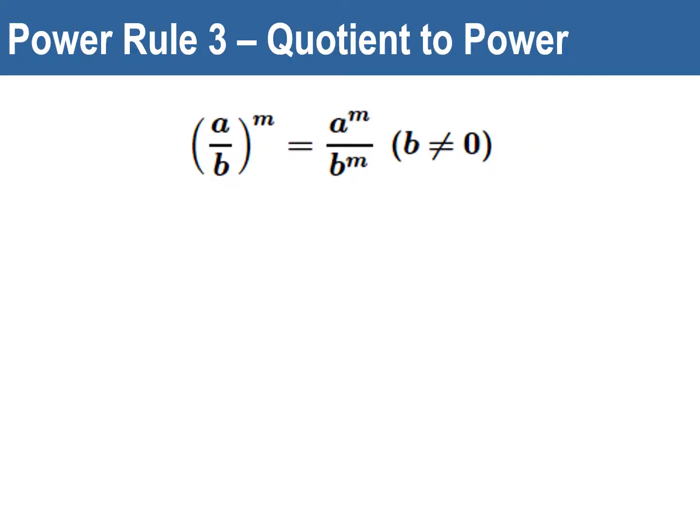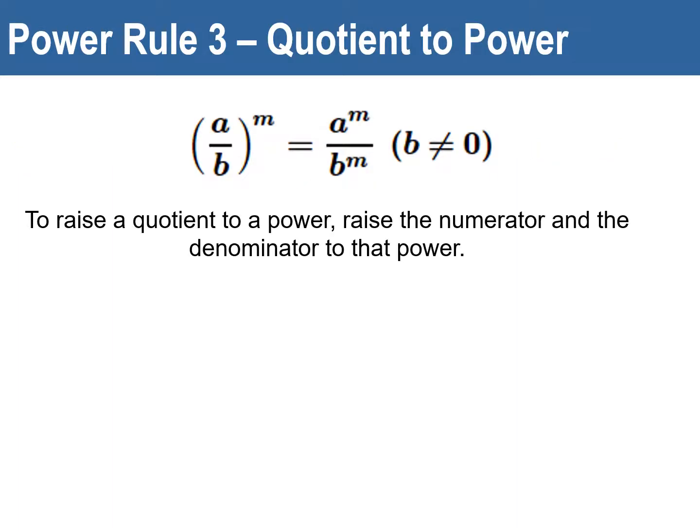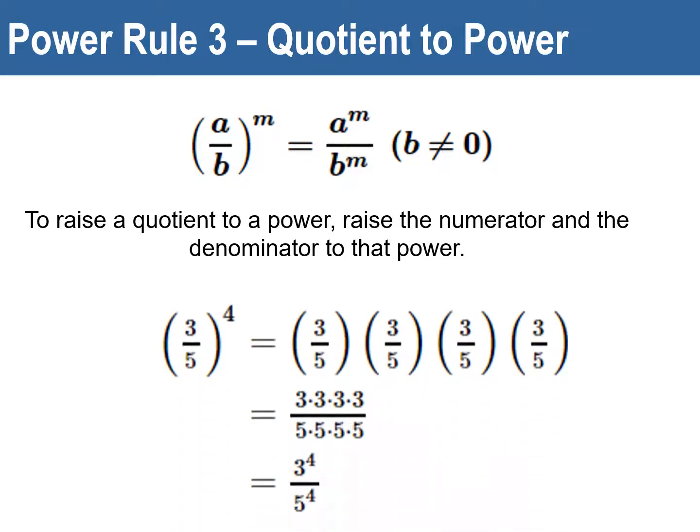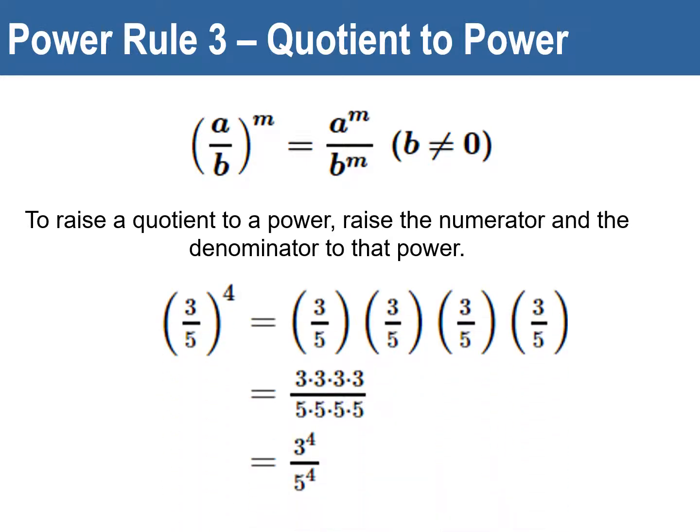And then, of course, the quotient rule says that if you have a quotient raised to a power, you raise both the numerator and denominator to that power. So if I tell you you have (3/5) to the 4th, then you can go straight to 3 to the 4th divided by 5 to the 4th.